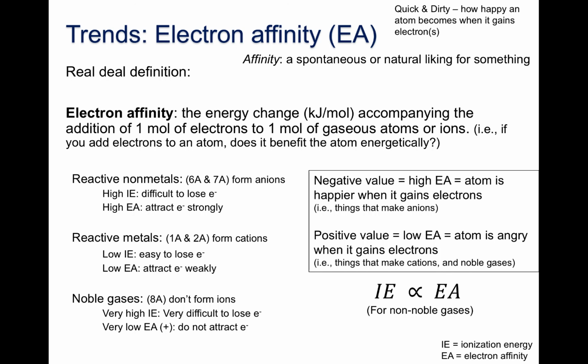And then noble gases, they don't form ions at all. Not cations, not anions. That's because they have a very high ionization energy. It requires a lot of energy to pull an electron off, so it's not going to form a cation. And they also have very low electron affinity. In fact, it requires energy, I think in all cases for the noble gases, to hold an extra electron nearby. So they do not attract electrons at all.